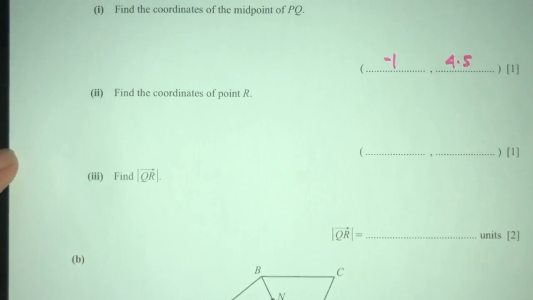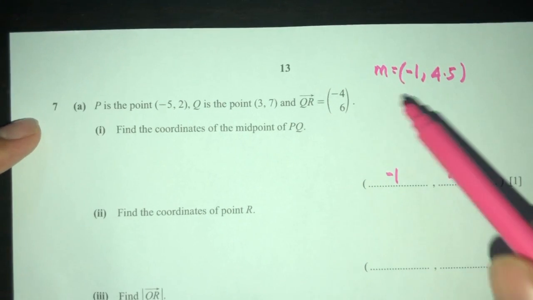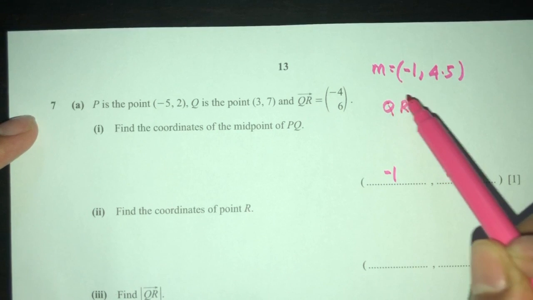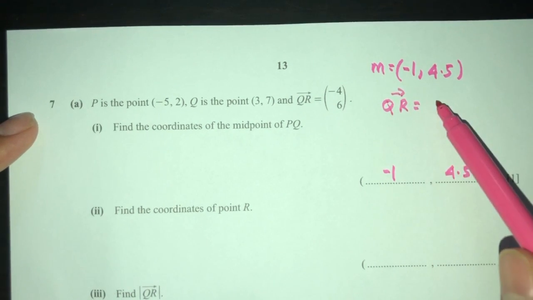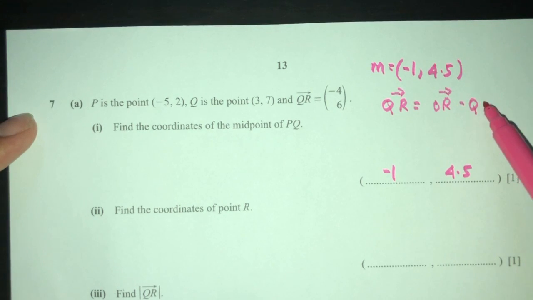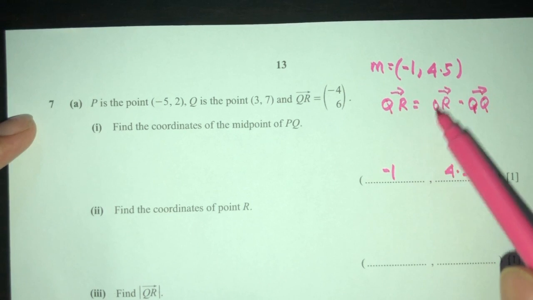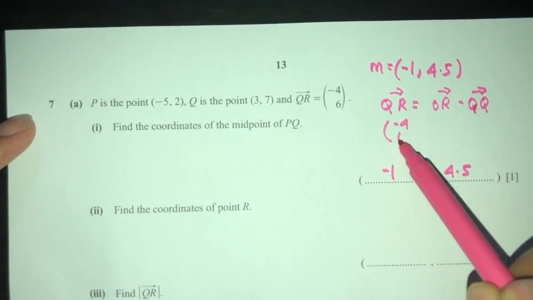Now for part 2, we have to find the point R. Again, to find the point R, we have to use this vector right here. So by definition, we have to know by now at least QR is equal to OR minus OQ. So OQ, not QQ, OQ. Okay, so now we know this is minus 4, 6.